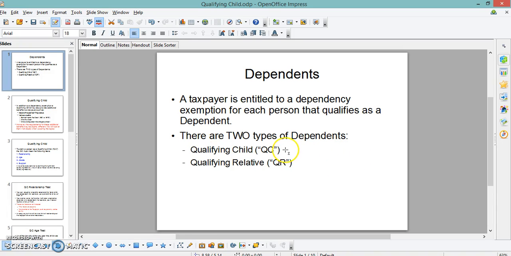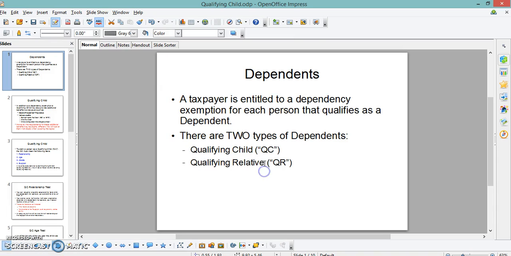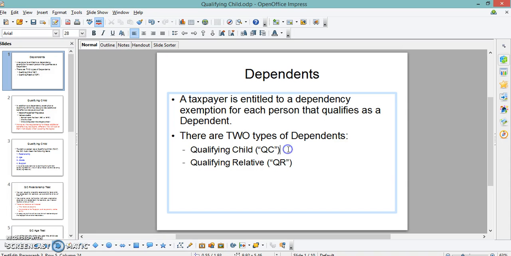You have a qualifying child and you have a qualifying relative. Now take note, qualifying child does not mean only child, as we'll see. And when we do relative, relative does not only mean someone who's actually related to you. So tax terms are not always going to correspond to the term you would find in a dictionary.